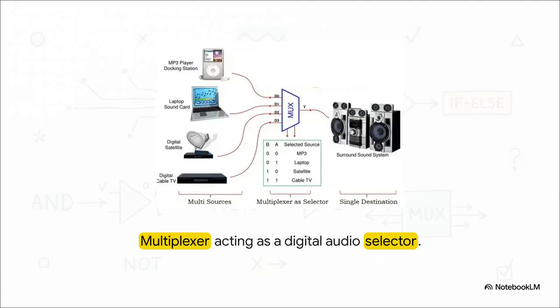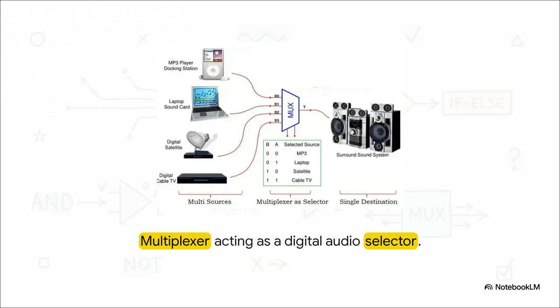Okay, let's dive right into this with something we all use every single day. Think about your home setup. You might have an MP3 player, a laptop sound card, a satellite receiver, and digital cable TV, and they're all feeding into one surround sound system. So how exactly does the speaker know which audio to actually play?